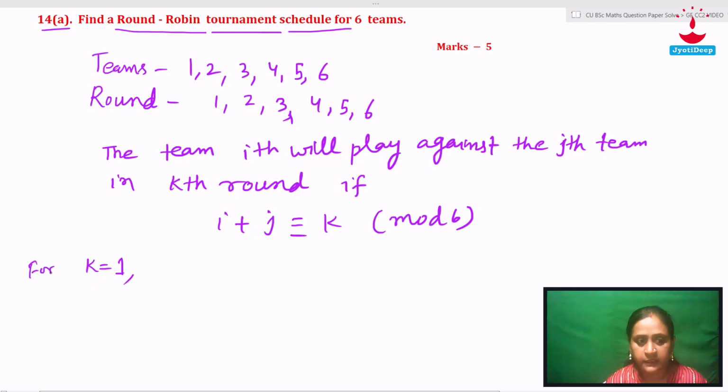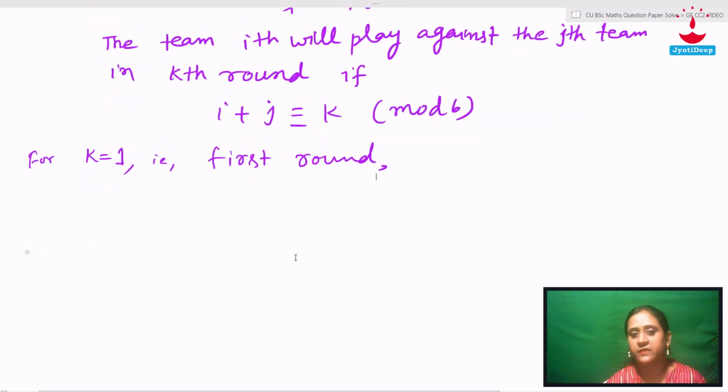For k is equal to 1, that is the first round. Okay, so what will happen in the first round? Here we will write this is round 1, round 1 under mod 6. Okay, so we will choose the teams.